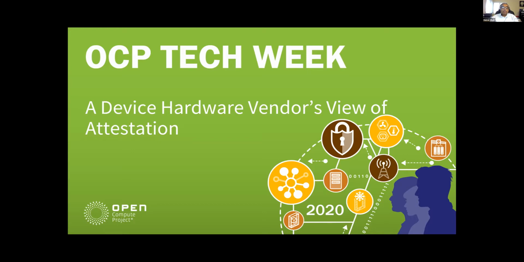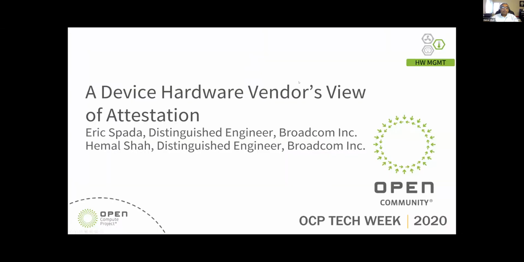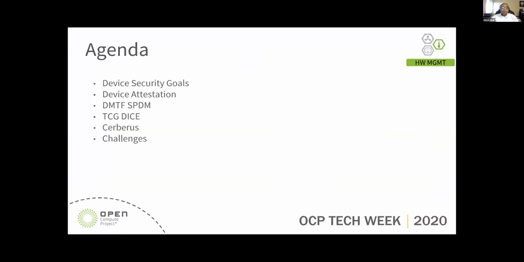So this is our agenda. I'll start with talking about some of the security goals, introduce attestation, and then I'll hand it over to Eric, who will cover in depth SPDM and DICE and then talk about the challenges.